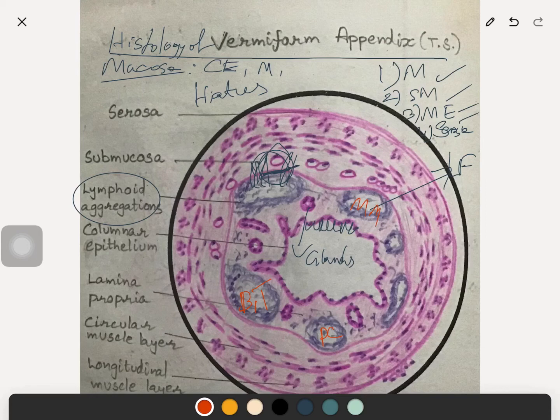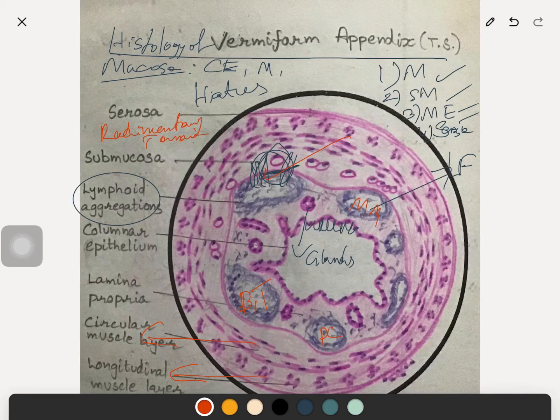Now we will see the submucosa, which is also well developed. It may contain the lymphoid follicles which may extend from the lamina propria. Muscularis externa, if you see, contains the inner circular layer and the outer longitudinal layer. The longitudinal layer is mostly complete, forming the rudimentary tinea.